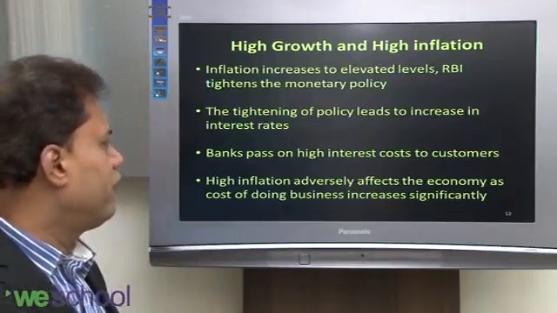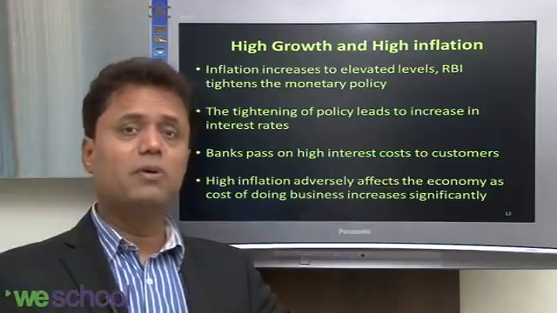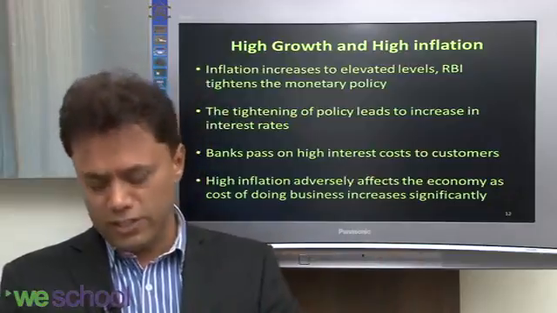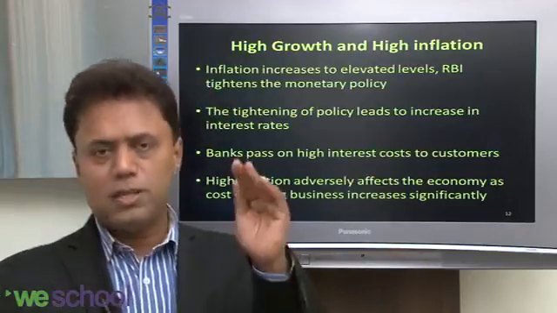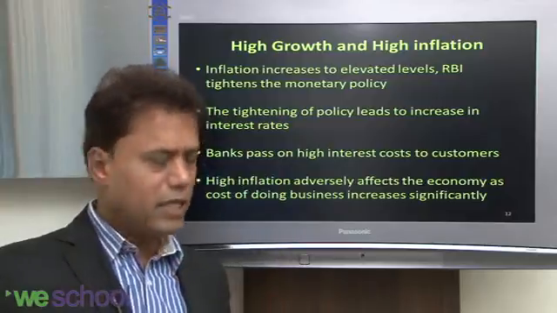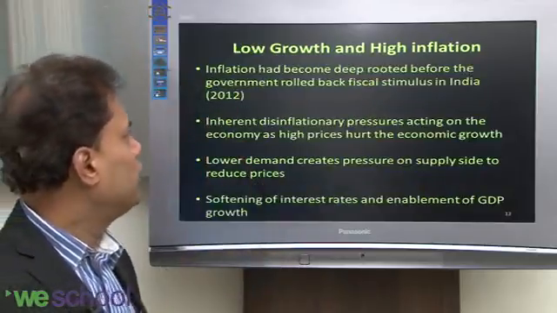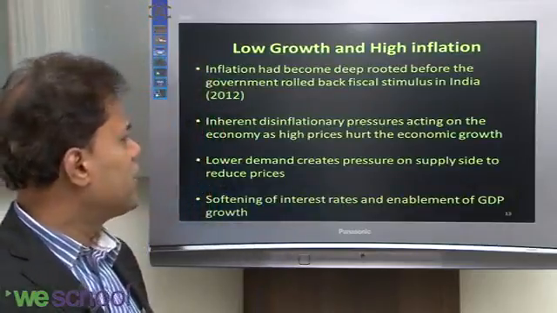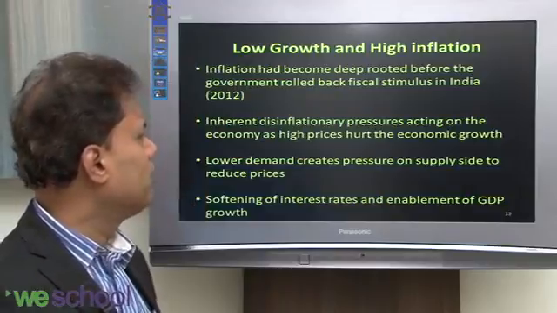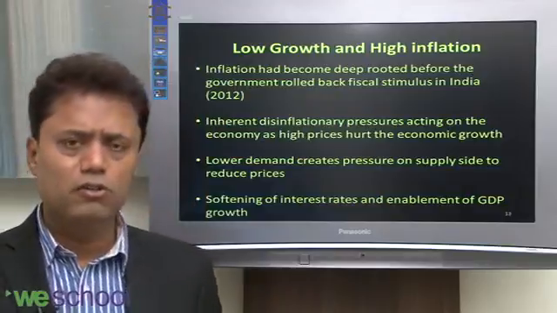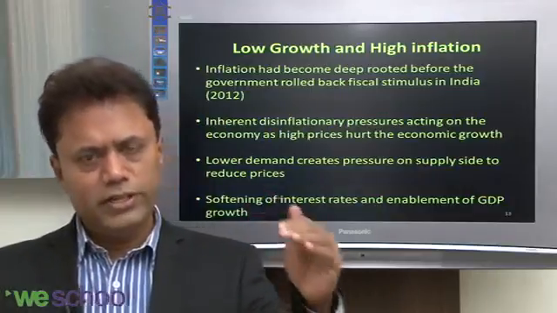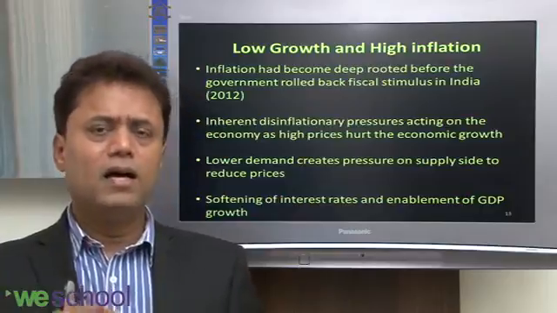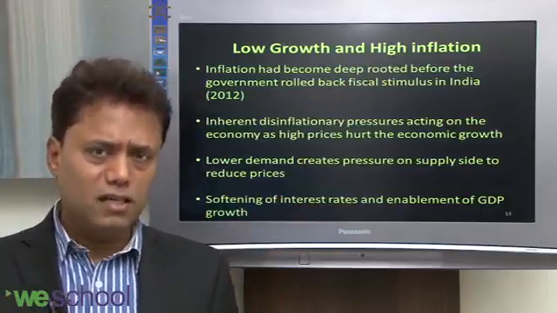High inflation adversely affects the economy, and it pulls down the demand again. The cost of doing business increases significantly for companies. The demand comes down, obviously, because the cost is going up. People stop buying anymore. So inflation became deep-rooted before the government rolled back the fiscal stimulus. It happened in 2012. Inherent inflationary pressures act on the economy as prices hurt economic growth. So when the prices of commodities and articles become high, inflation becomes very high and it will hurt the growth.